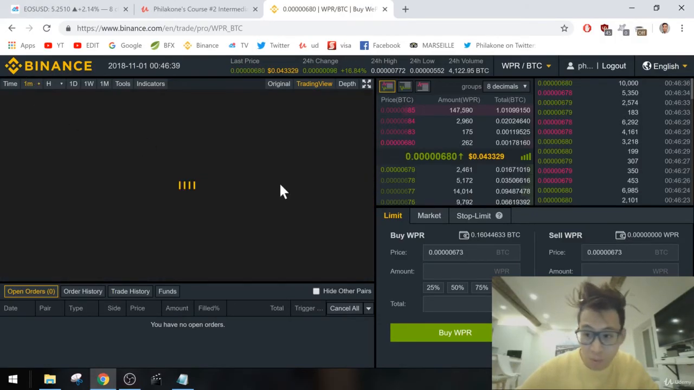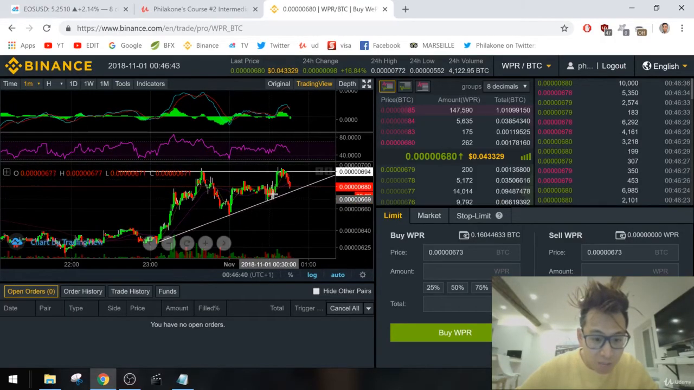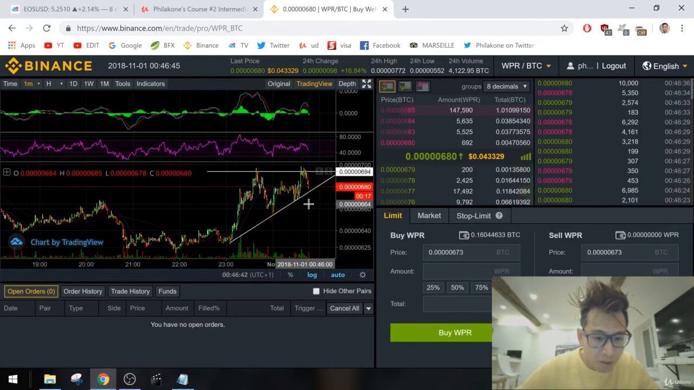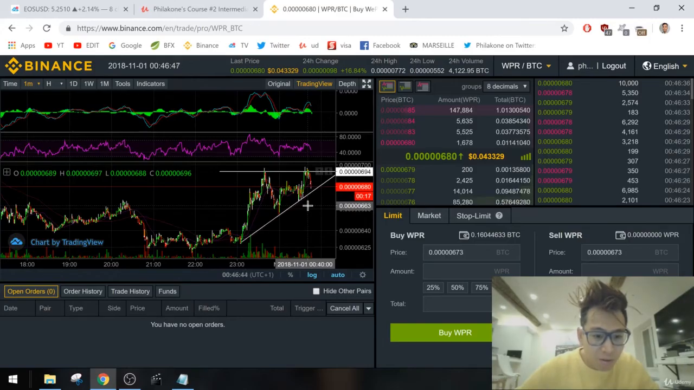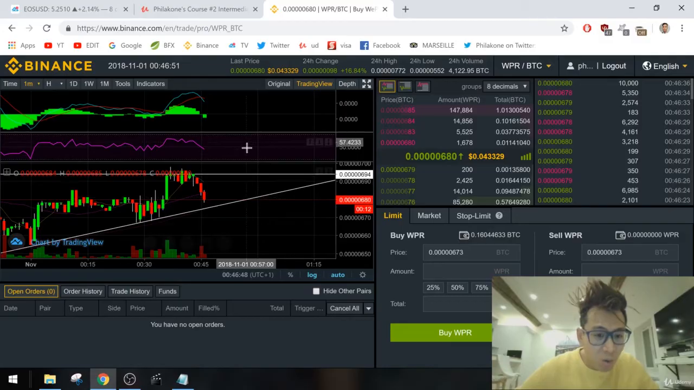Oh, it actually broke down out of it already. Take a look at that. That was really fast, I think. That's A, B, C. It might even be up, right? Very interesting coin right now.